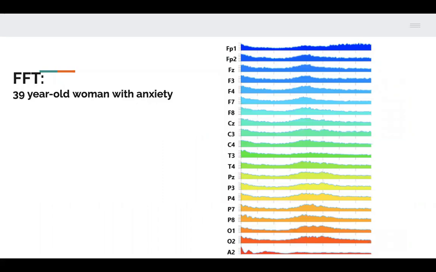So this is a woman, and she came in with anxiety. And one of the things that you'll see with anxiety is that, remember I mentioned that the beta and gamma activity is elevated in intense concentration and problem solving. Well, the flip side is it can also be anxiety. And you can see that she's thicker on the right of the alpha band compared to the left.